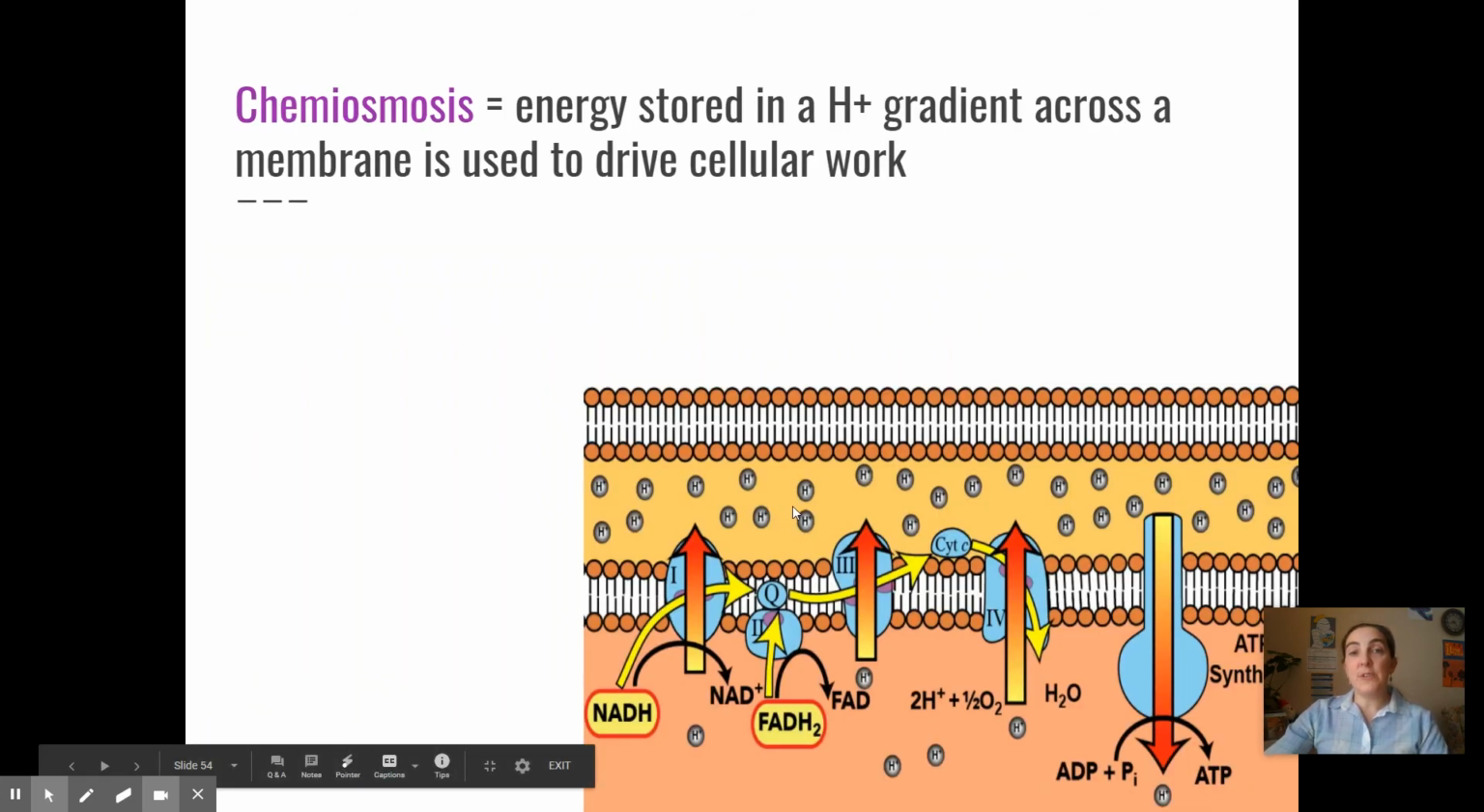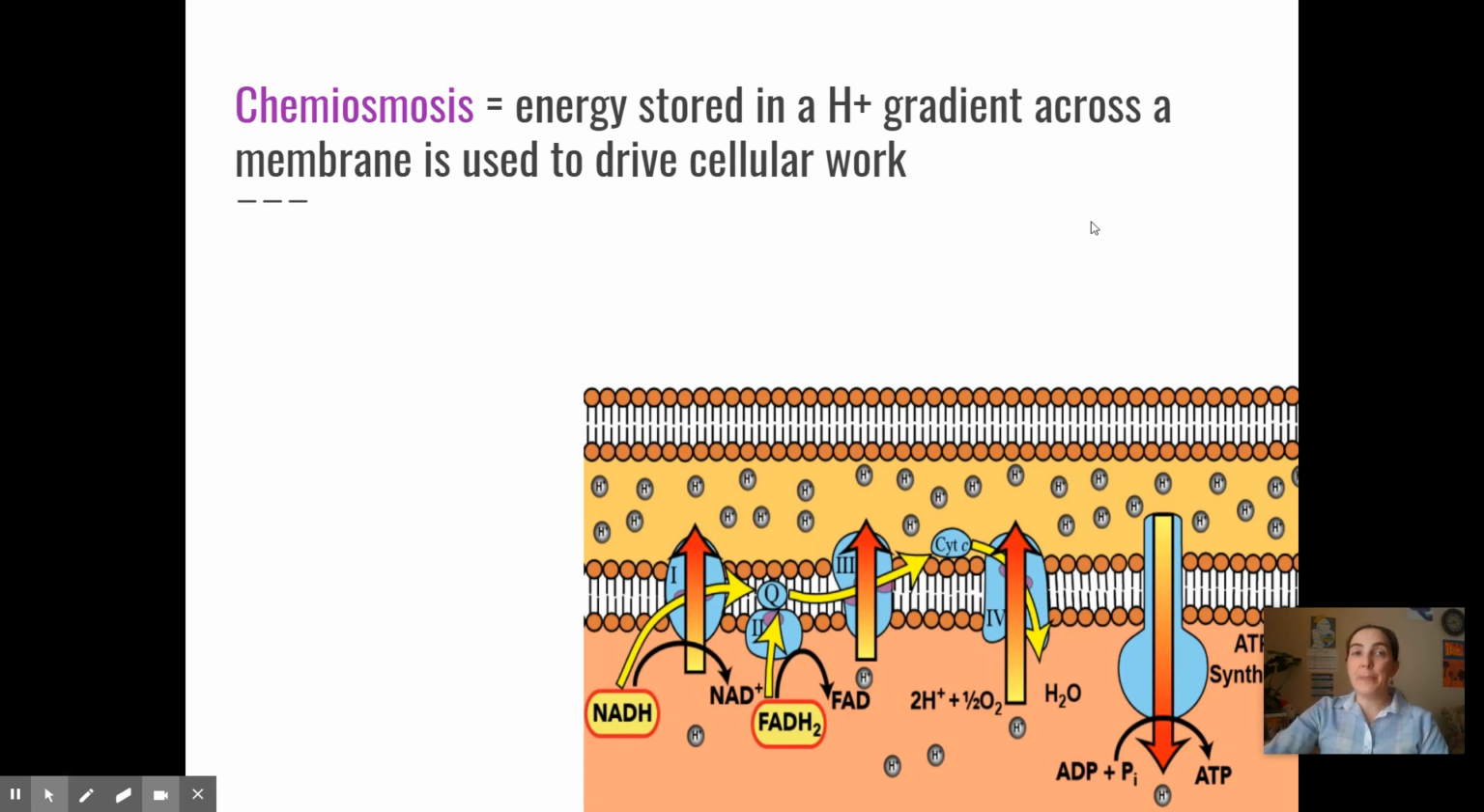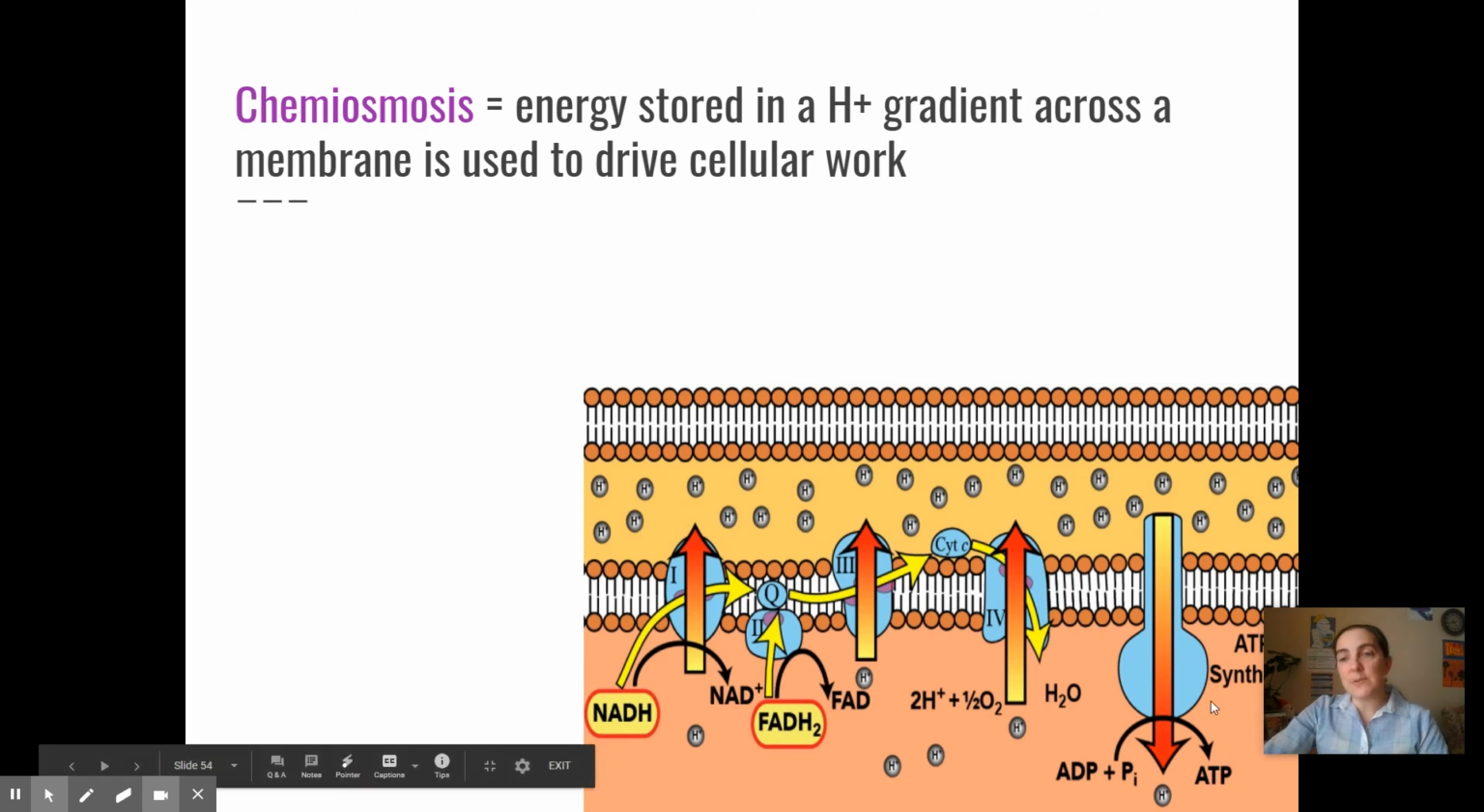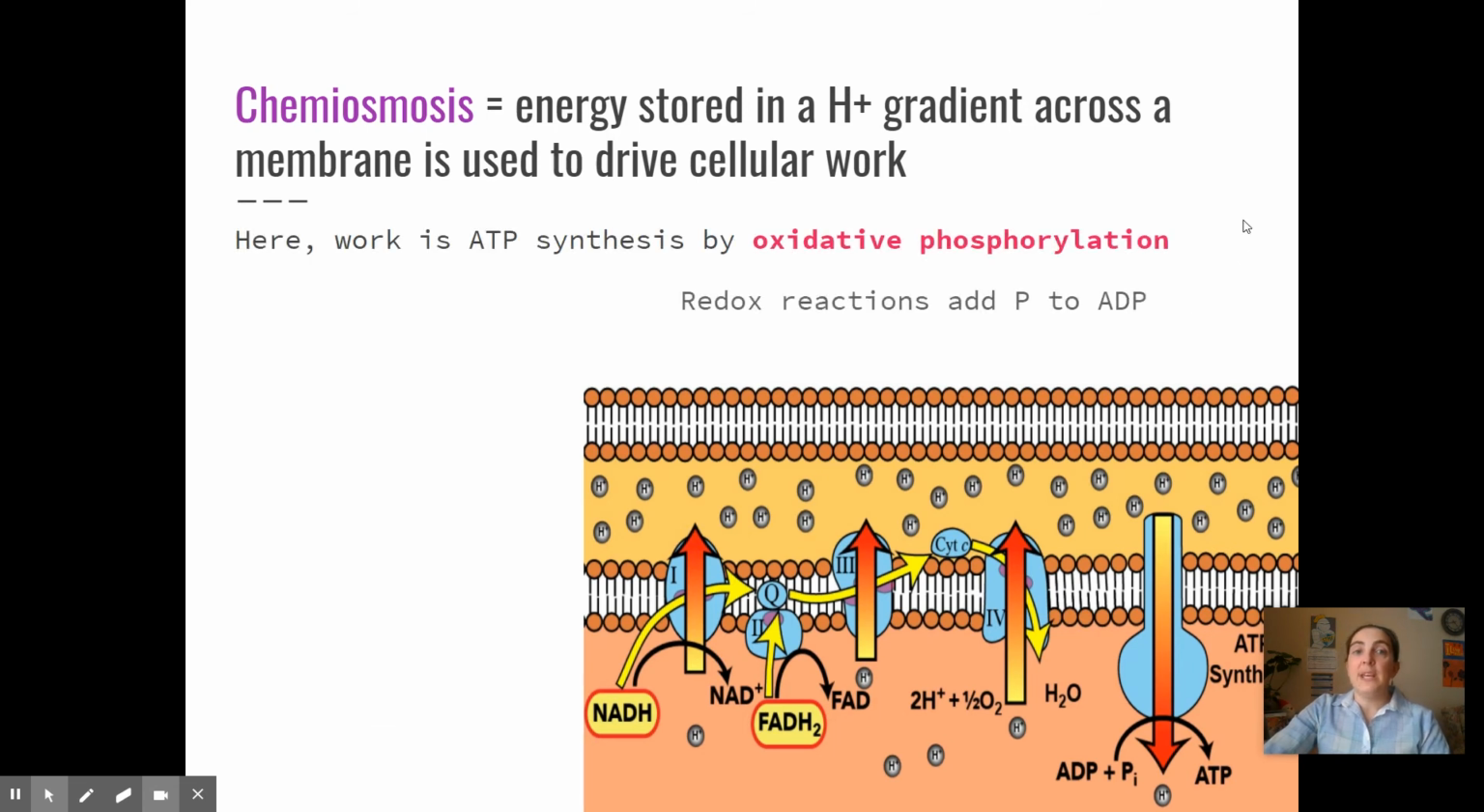This process of using a hydrogen gradient to do work is called chemiosmosis. So osmosis refers to the diffusion of those ions, chemi refers to chemical, and that energy of chemiosmosis is used to drive cellular work. Here, that work is ATP synthesis by a process called oxidative phosphorylation.